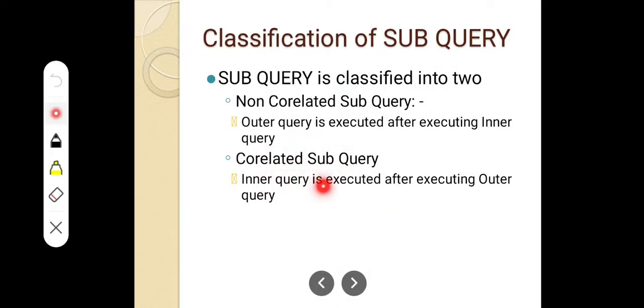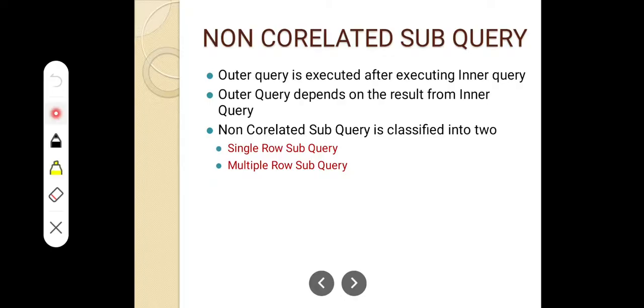That is why it is called a correlated subquery. The inner query is executed after executing the outer query. That means the outer query will be executed first, and only after that the inner query will be executed. Clear? So let us first see what is a non-correlated subquery.